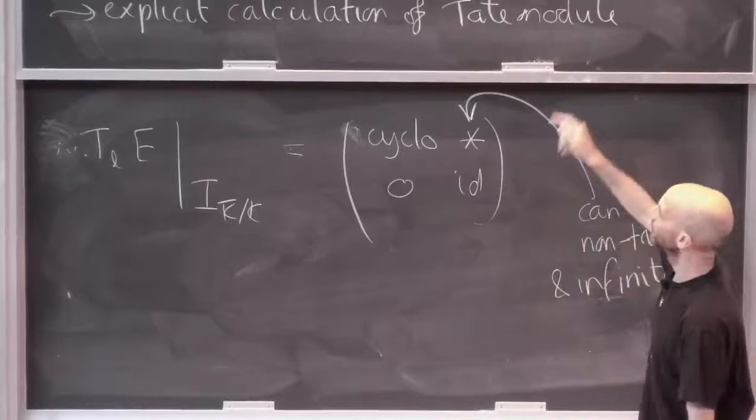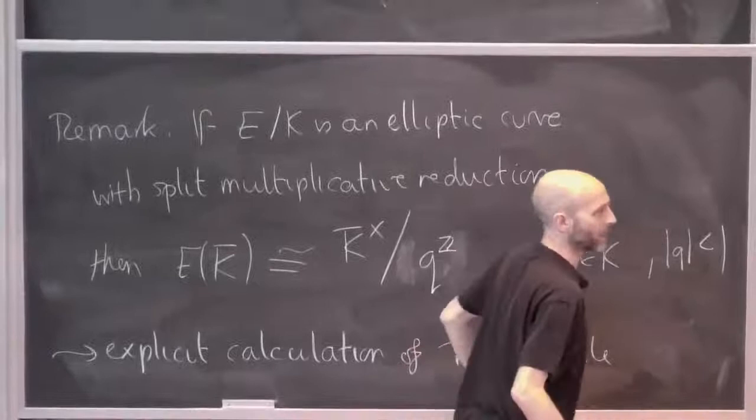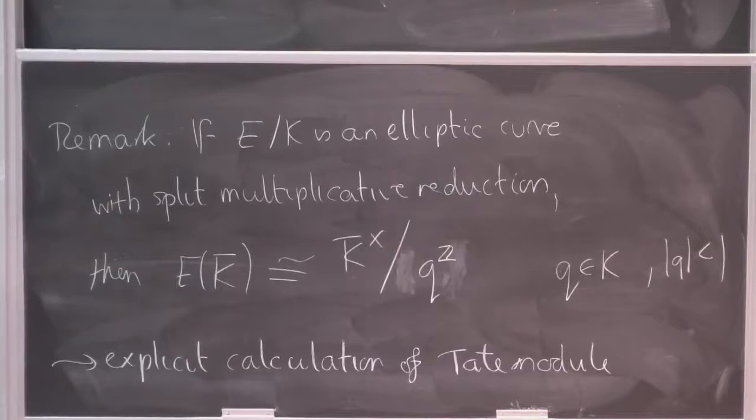So these L-adic representations, I'm arguing that they show up in nature, but I'm also arguing that they're slightly scarier than the representations we were studying, because we can't quite control the image of inertia anymore.